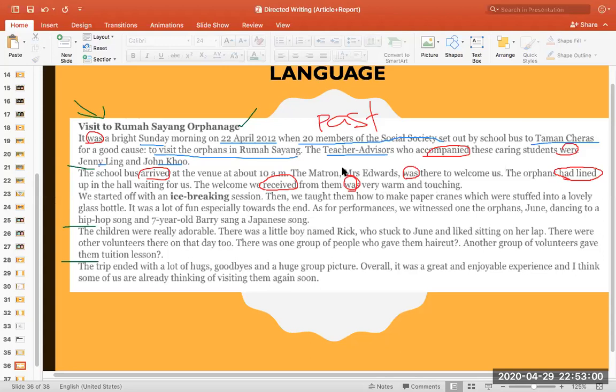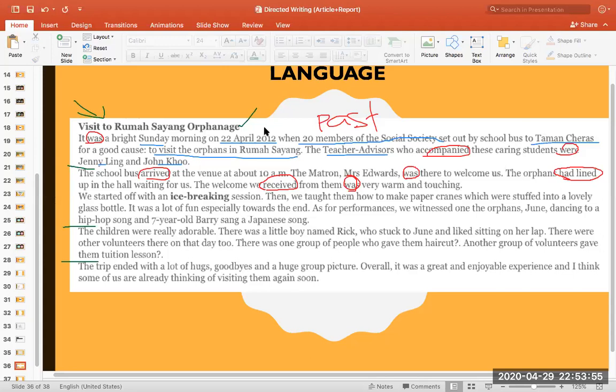warm. If you look at this one lagi, the teacher advisor who accompanied these caring students were Jenny Ling dan John Koo. Dia macam ada terbalik sikit, because normally we will say, Jenny Ling and John Koo accompanied these students. But they switch it to a different way. They will tell you, guru penasihat yang pergi adalah siapa. You see the difference? They don't say Jenny Ling dan John Koo membawa mereka ke tempat itu, but they say guru penasihat yang bersama-sama dengan pelajar itu adalah Jenny Ling dan John Koo. Different type.